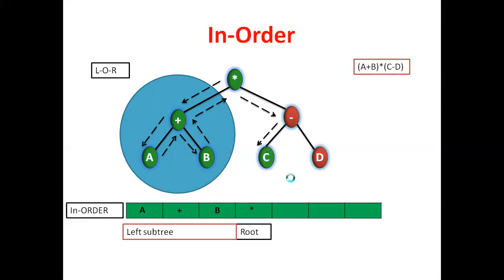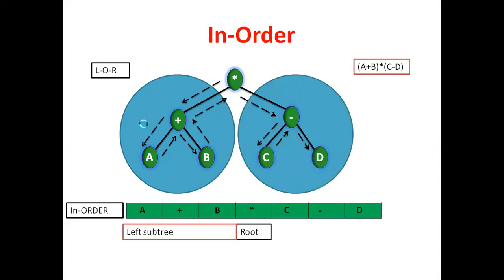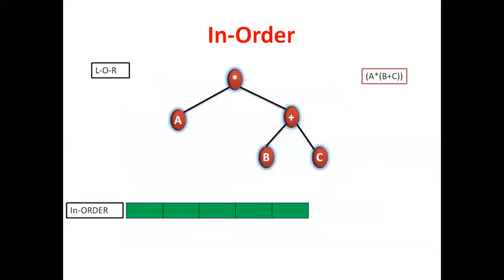Minus left is C. C visited. Then what is the root? C's root is minus. Then visit the minus. Then is there any right for D? Yes. Is there any left for D? No. Simply visit D only. So right subtree completed. So left completed, root completed, right completed, right? This is the constructing of arithmetic expressions by using binary trees.